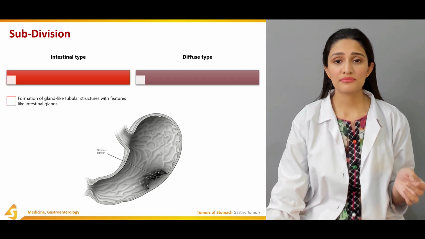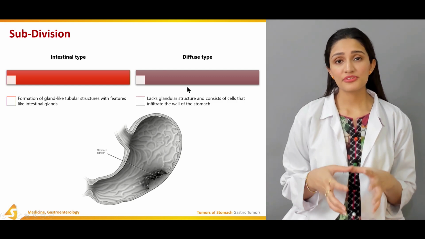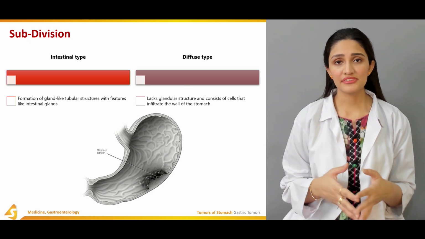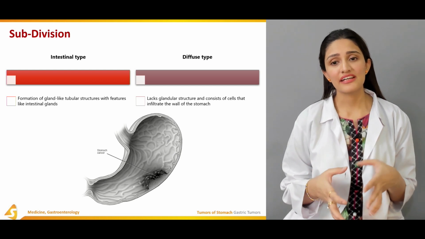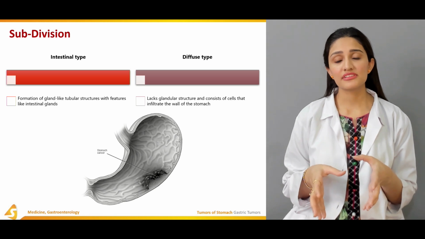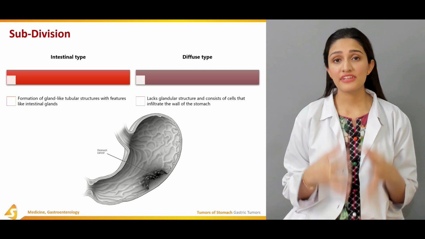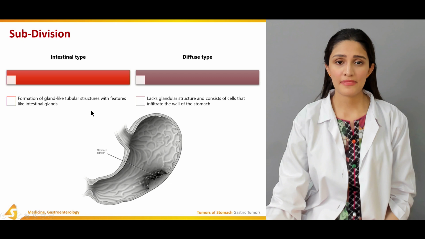And if we talk about the second type, which is the diffuse type, this sort of gastric cancer lacks any glandular structure as compared to the intestinal type and consists of poorly differentiated cells that infiltrate within the wall of the stomach. This diffuse type of gastric cancer usually occurs at a younger age and has a much worse prognosis as compared to the intestinal type.